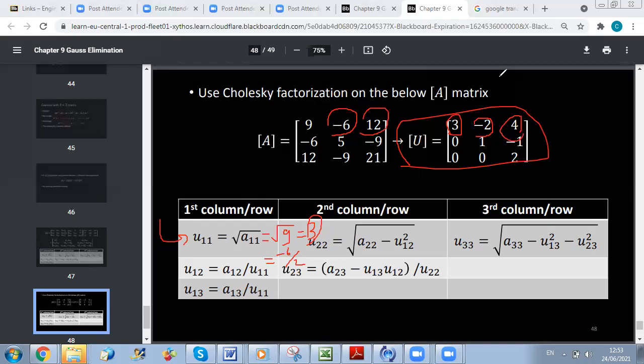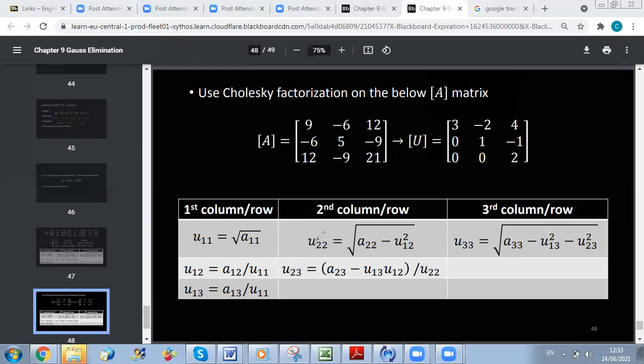Now, I still have 3 other elements to compute. U22 is radical of A22. A22 is 5 minus U12 squared. Since U12 was found to be equal to minus 2, it's minus 2 squared. So it's 5 minus 4. So it's radical of 1, which is 1. So I can deduce that U22 is 1.